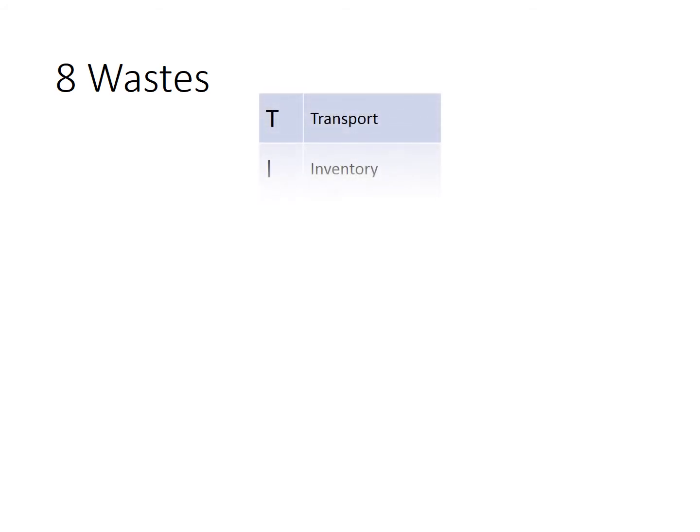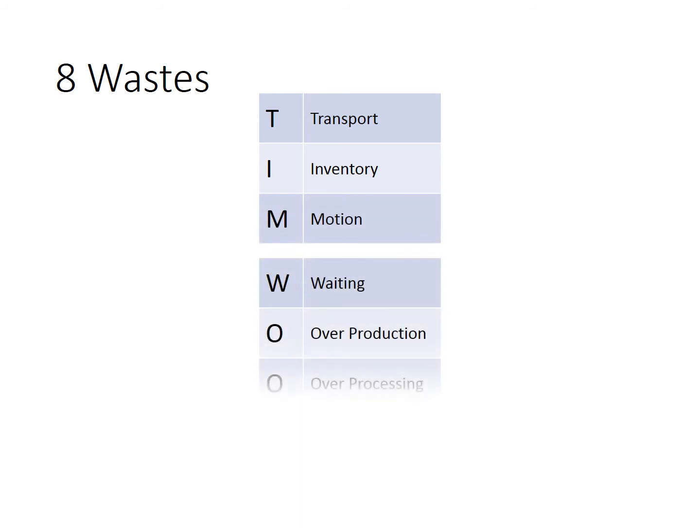So T looks at the transport of the goods and services, the I is the inventory, the M is the motion that's taken to create them, W is the waiting times, the first O is overproduction, the second O is overprocessing. Very lucky that we put over in there, isn't it? Otherwise we wouldn't have been able to make an acronym. D is defects and S is skills. So when looking at the 8 wastes, Tim Woods is a great, not mnemonic, acronym I suppose is the best way to remember it. Let's go through these.